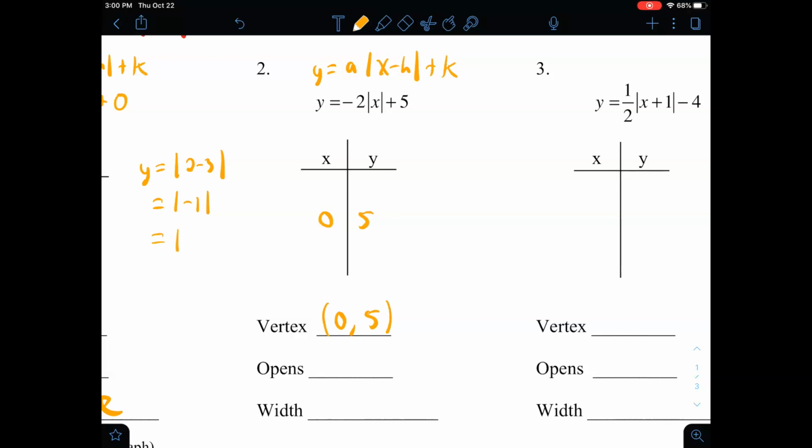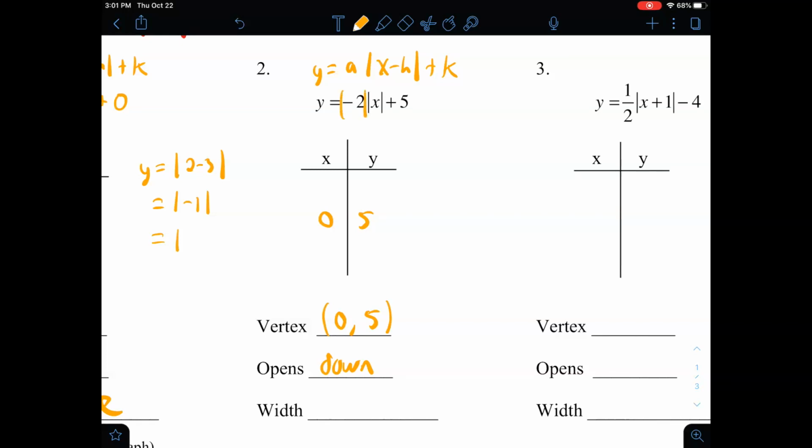So we have 0 and 5 as the value for the vertex. Does it open up or open down? Well, it's -2, so it's negative, so it's going to open down. And is -2 bigger than 1? Is the absolute value of that bigger than 1 or less than 1? The absolute value of 2 needs to be bigger than 1, or it needs to be like 1/2 or 1/4 or something like that.